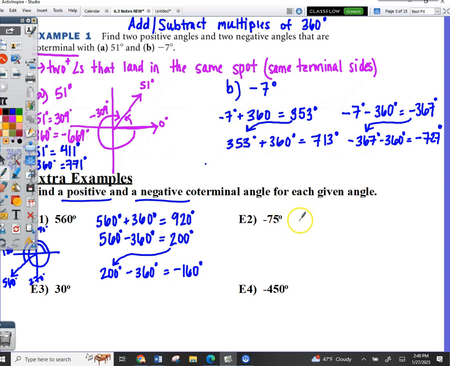All right, what'd you get here? Name your positive. Yep. Name your negative. Did you get negative 435? All right, what about 30? What's your positive?